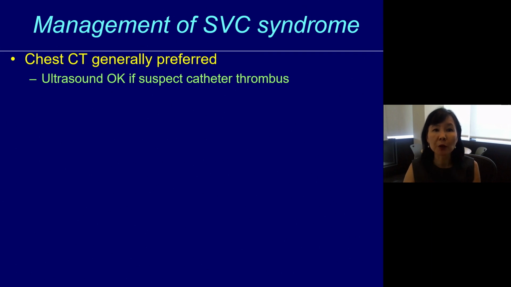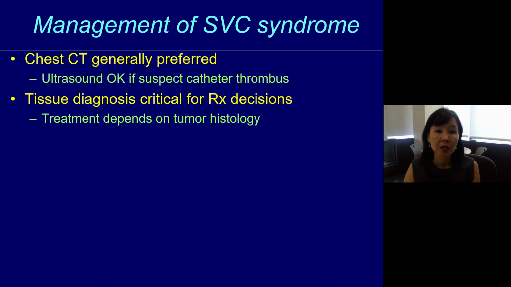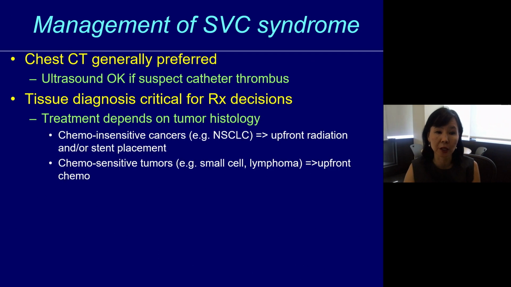And so in terms of the management, imaging, the chest CT is generally preferred, with the one exception being if there's a very, very high suspicion for catheter-related thrombosis, you actually can go directly to an ultrasound. But really, the tissue diagnosis is critical for treatment decisions, and that's because the treatment options are highly dependent upon tumor histology.